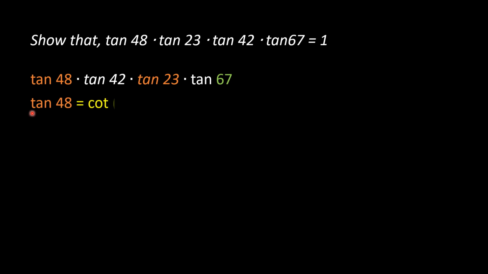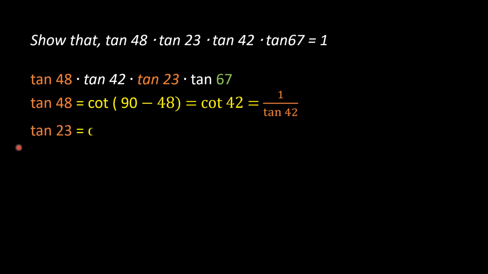So first we write tan 48 equals cot of 90 minus 48, which will be cot of 42. Cot 42 equals 1 divided by tan 42 because cot and tan are reciprocals of each other. Tan 23 we can write as cot 90 minus 23, which will be cot 67. This can be written as 1 divided by tan 67 because cot and tan are reciprocals of each other.